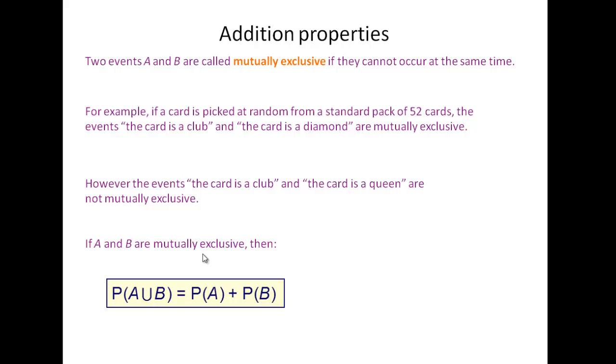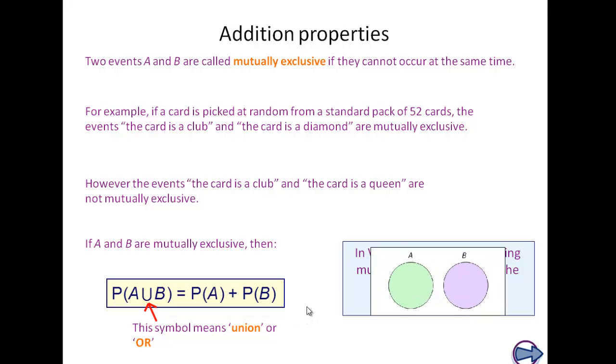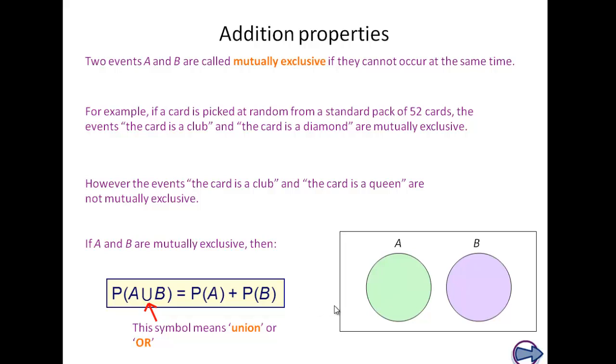When A and B are mutually exclusive, then we say that the probability of A or B occurring equals the probability of A plus the probability of B. And this symbol here represents union. It basically means or. The probability of A or B equals the probability of A plus the probability of B. If we were to represent this by using Venn diagrams, then the circles would not overlap like so, because A and B are mutually exclusive, so there's no overlap.